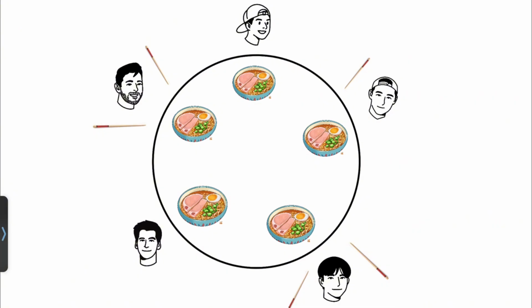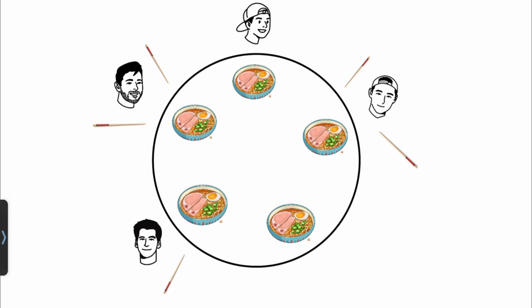Another approach is to limit the number of philosophers that can try to eat at the same time. For instance, allowing only 4 out of the 5 philosophers to attempt to pick up chopsticks can also prevent deadlock. This ensures that at least one philosopher can always eat, allowing the others to eventually get their turn.